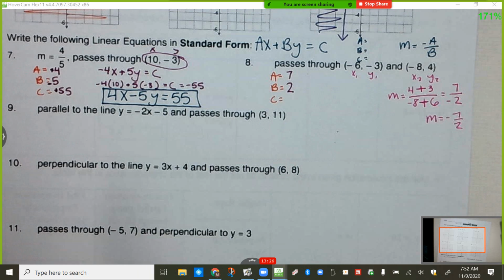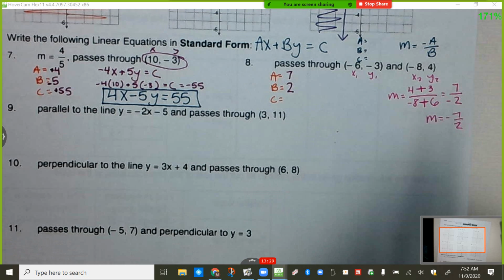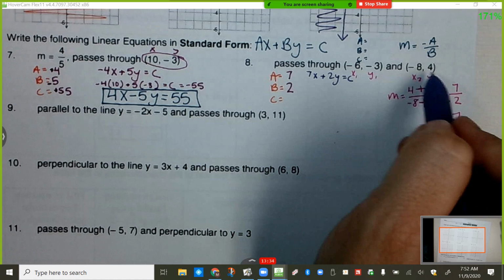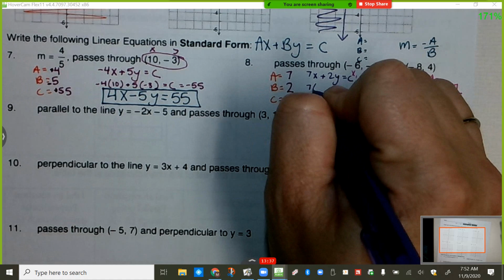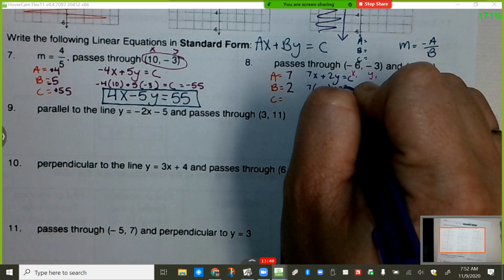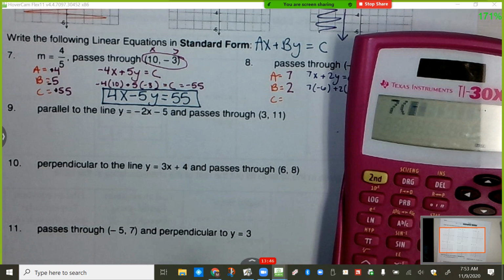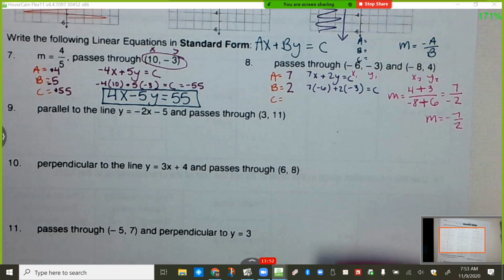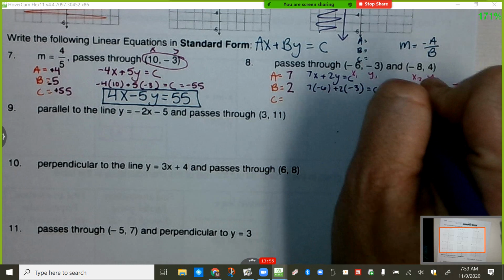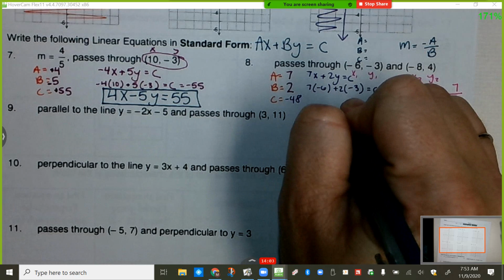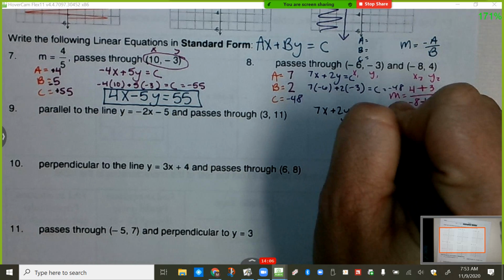And we still have to find c. So then we can plug in. We know 7x plus 2y equals c. We can pick either point, doesn't matter. 7 times -6 plus 2 times -3 equals c. And it becomes, calculator, 7 times -6 plus 2 times -3, and I get -48. Well, a is positive, so that's exactly what I want. So I end up getting 7x plus 2y equals -48.